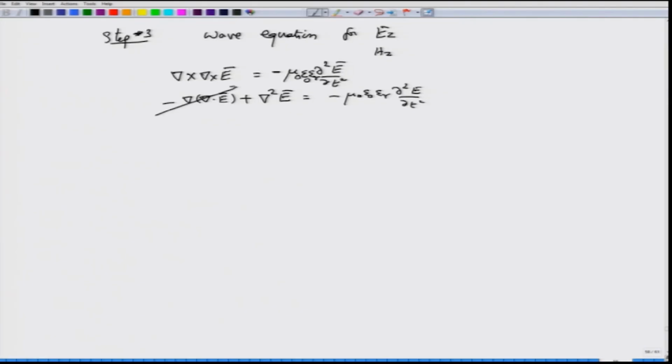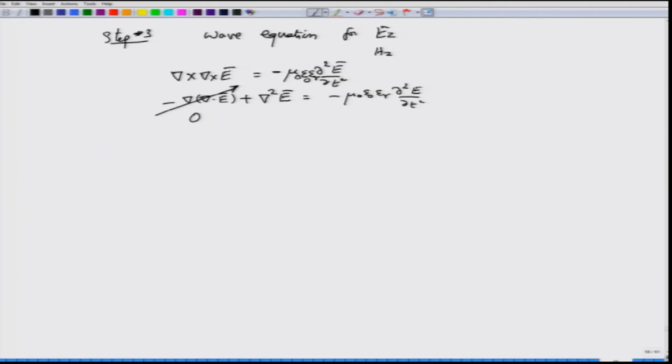I will set this to 0. I am going to talk more about whether I can set this to 0 for the optical fibers. It turns out in general I can't set this to 0, but only in this special case I can do so.